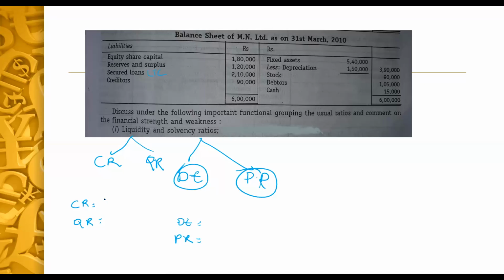What is the current ratio? Current assets by current liabilities. How much? 2.33. All of you got 2.33? Yes, sir.